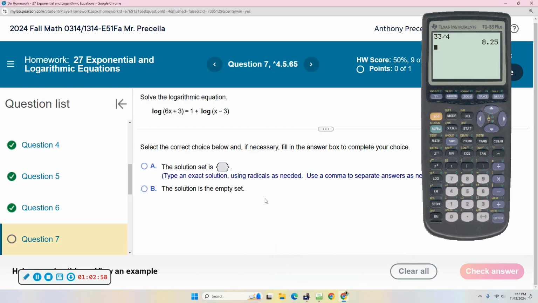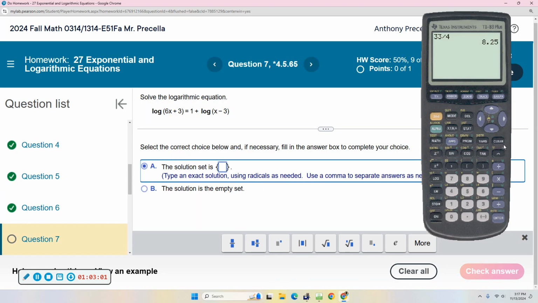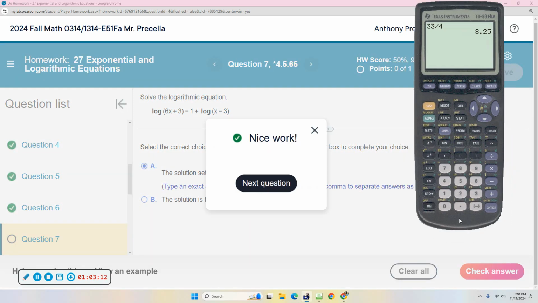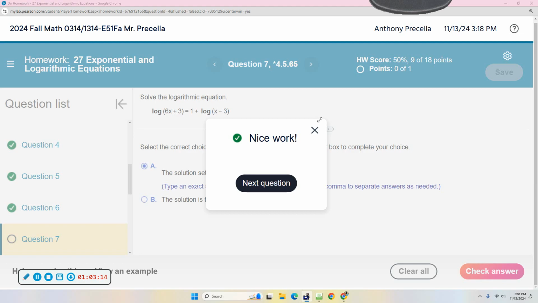So let's punch in our answer. Oh, if it had turned out to be negative, that's when we would have selected the solution as the empty set. But 33/4 is an acceptable answer. Any questions there?